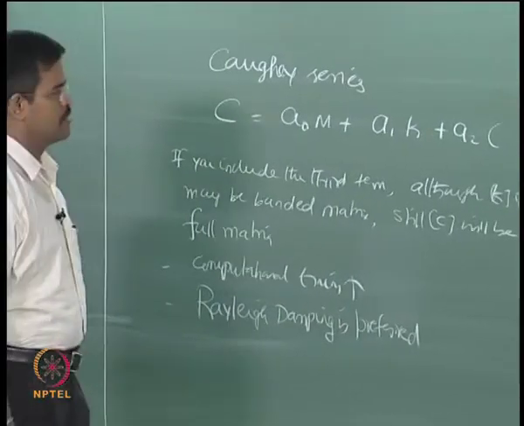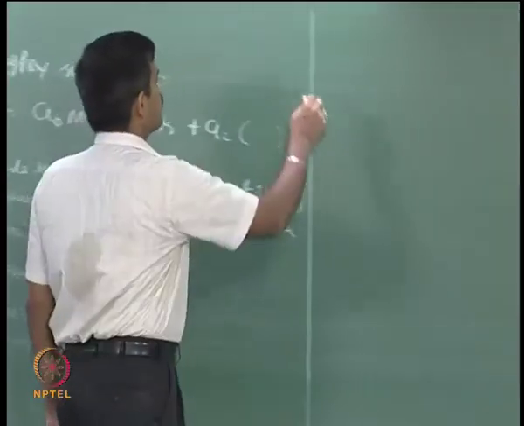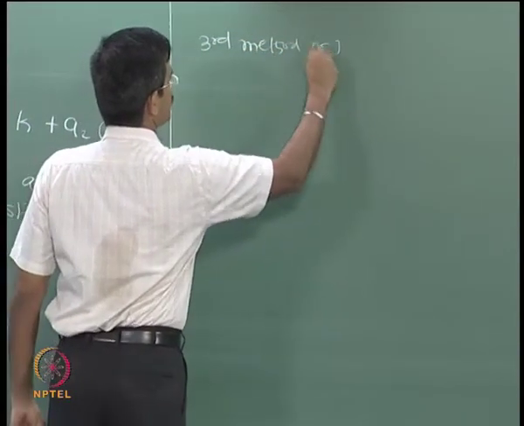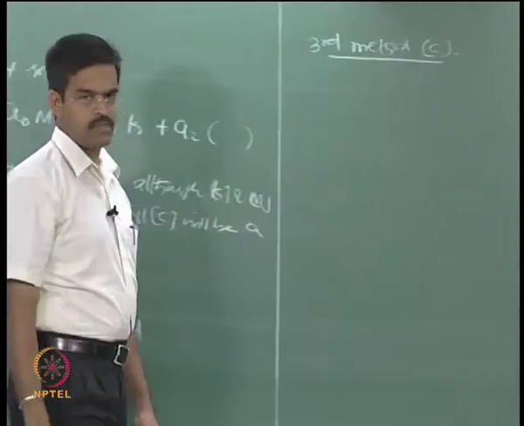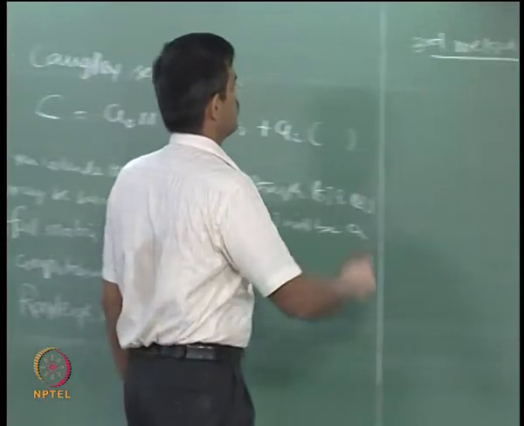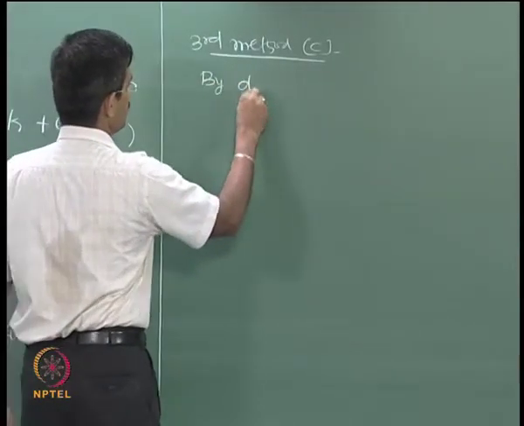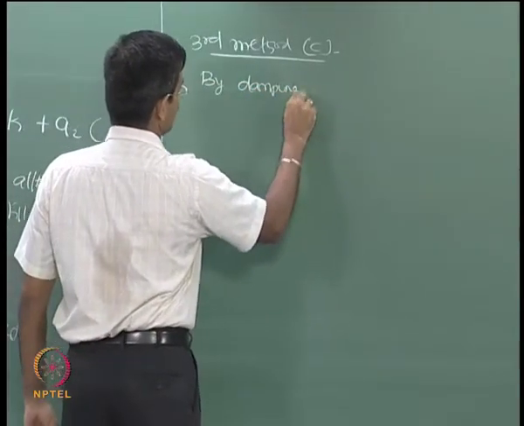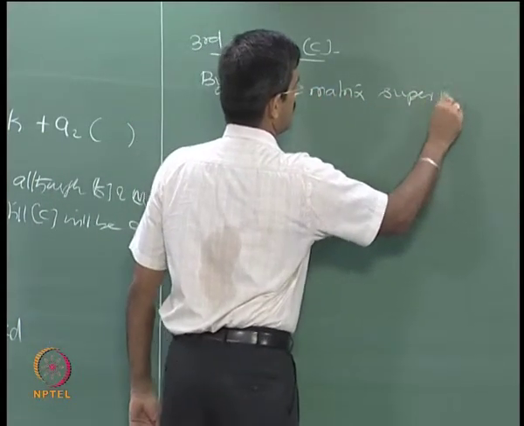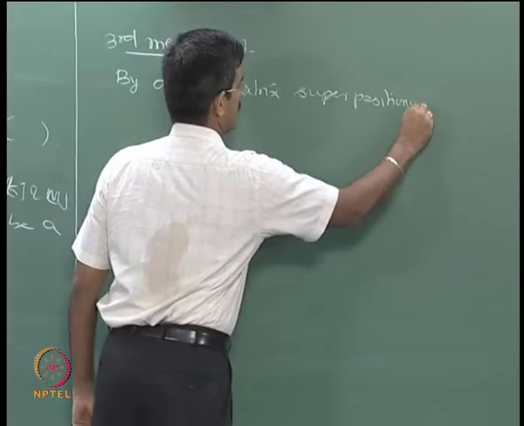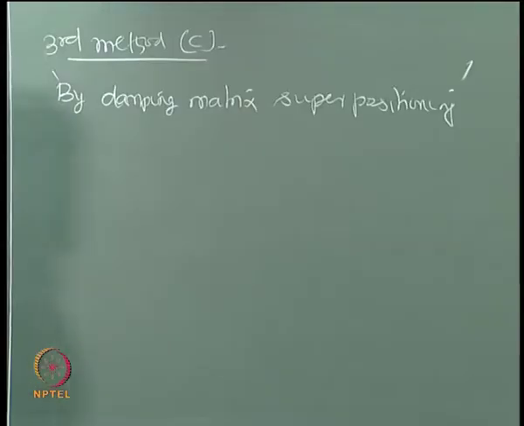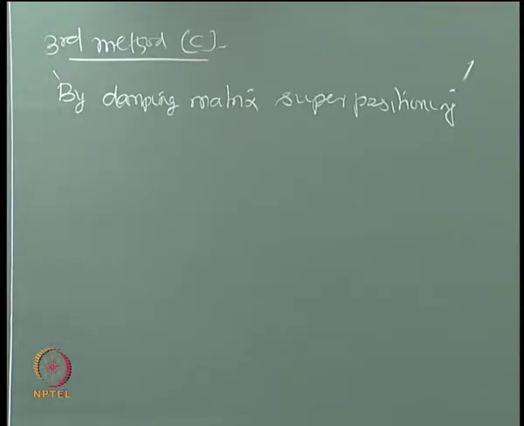With respect to the Cauchy series, there is a third method by which we can do the damping estimate. This is by damping matrix superpositioning. I will do the superpositioning of the damping matrix and try to find the C matrix for different modes.